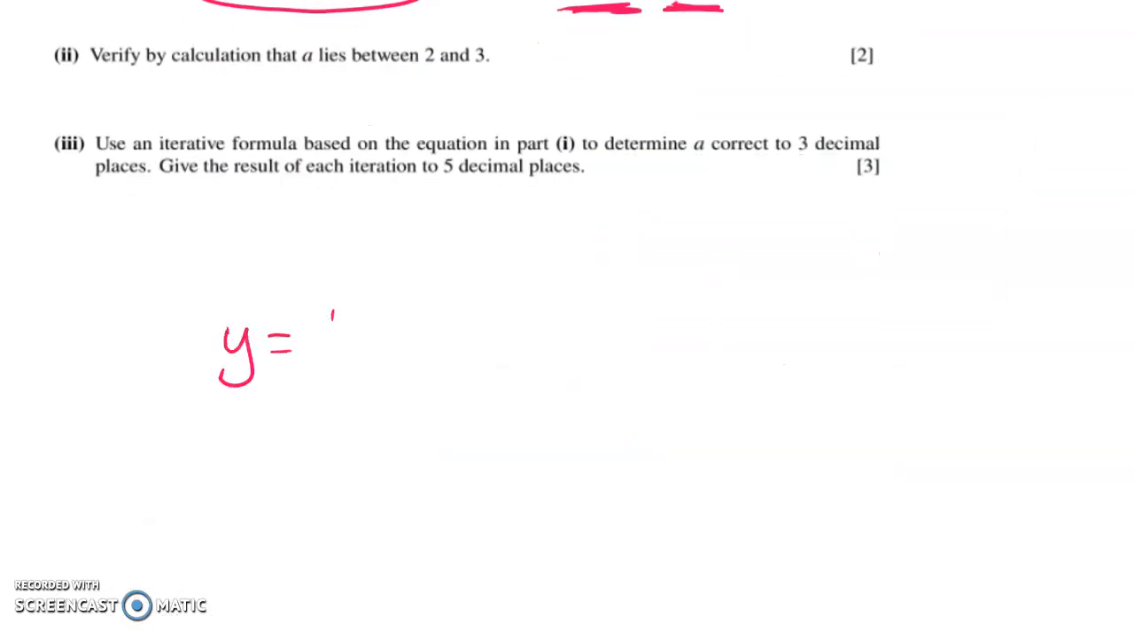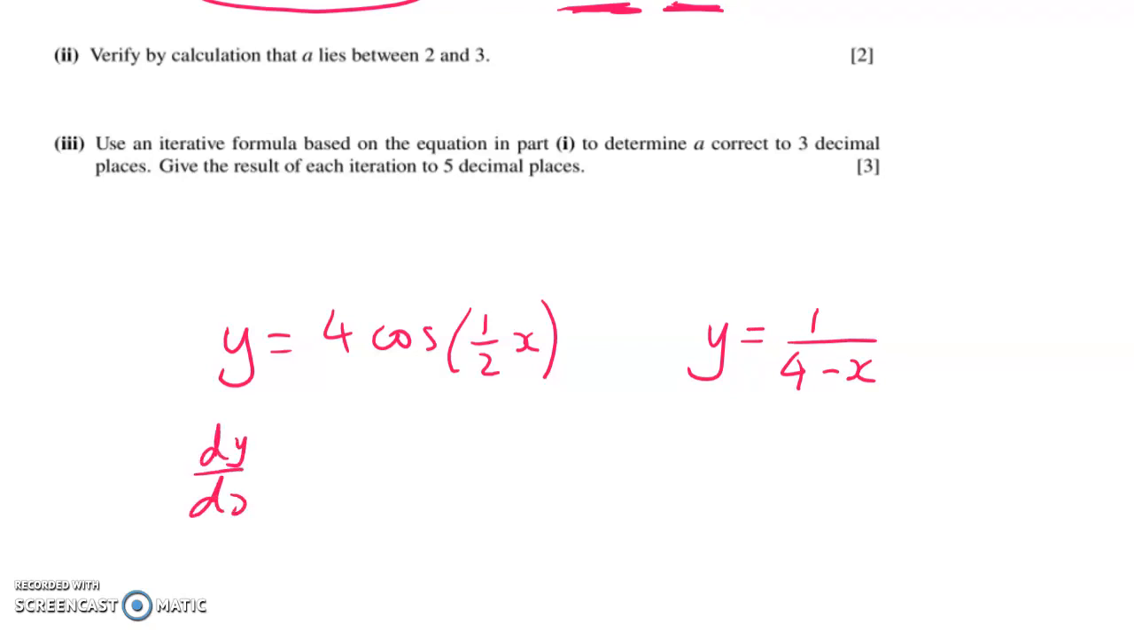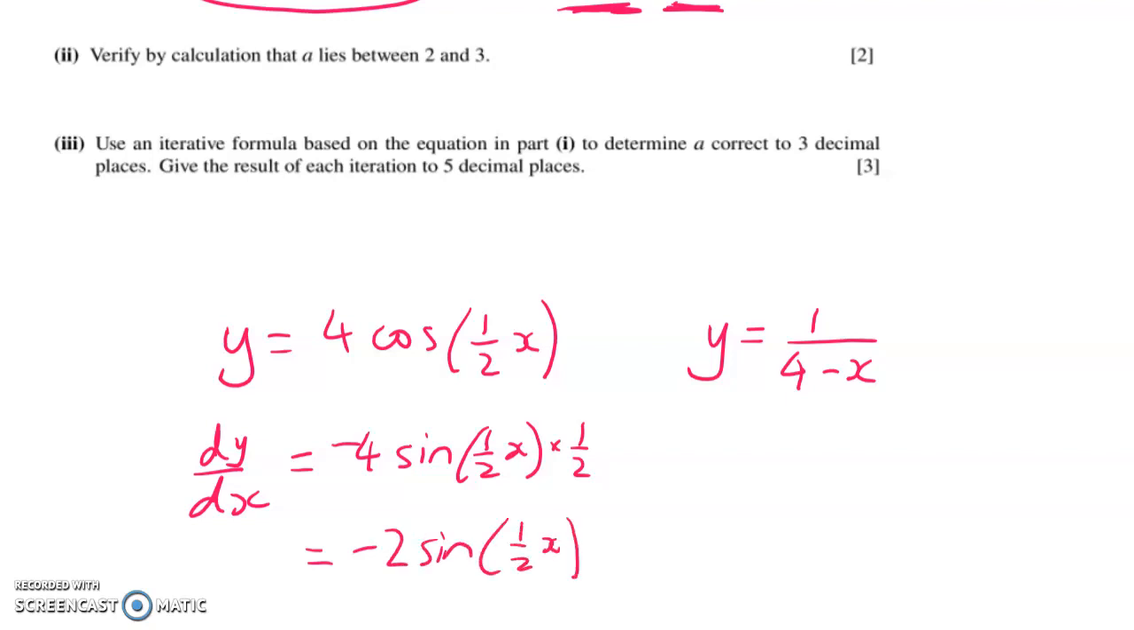Okay, so y is equal to 4 times cos of a half x. You might want to pause the video here and do this for yourself, but please watch the solution because there are a few little places to go wrong. So dy by dx for the trig equation is going to be 4 times negative sine half x times 1/2, which gives us -2 sine of a half x. I'm going to call that m1, the gradient for this one.